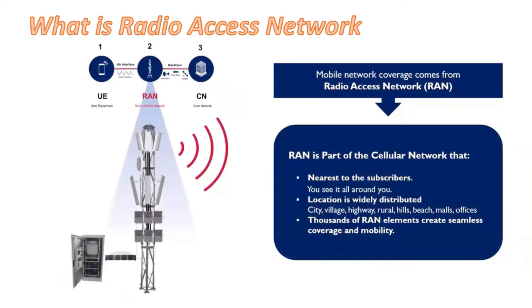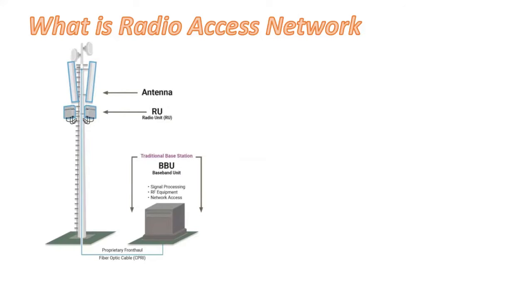So what is a radio access network again? It is the part of the wireless telecom system that is nearest to the subscribers. You see it all around you, in malls, on mountains, on rooftops, wall mounted on a building. The location is widely distributed, so you can see it everywhere. Since the RAN creates seamless coverage and mobility, the RAN is all around you, okay? So what is a radio access network?